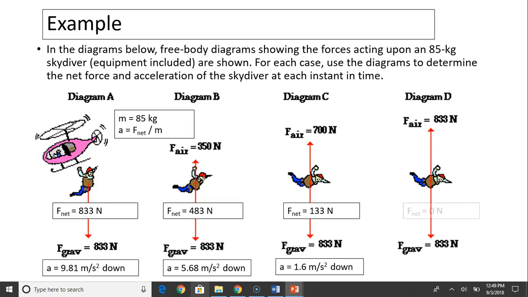In diagram D, the net force is 0, so therefore acceleration equals 0. Diagram D is when you reach terminal velocity.